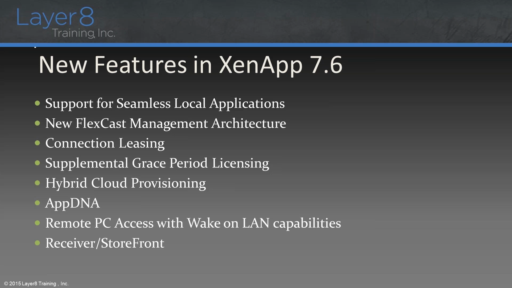Citrix has also gone away from the IMA architecture that you saw with XenApp 6.5. With XenApp 6.5, we used the independent management architecture over port 2512. Now we've gone to the FlexCast management architecture, which was developed with the XenDesktop 5.6 environment. This gives us a little bit more resiliency as well as high availability, but it does require some additional configurations with your database.